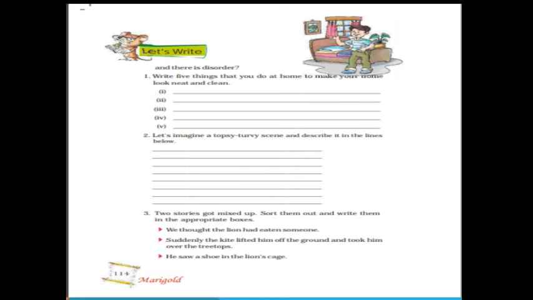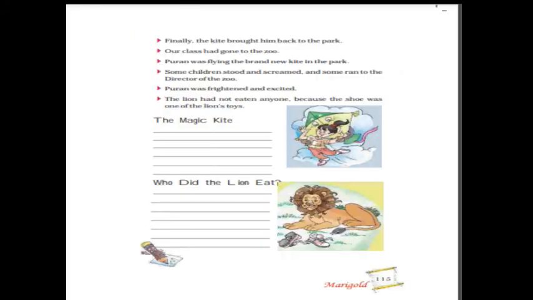Two stories got mixed up. Sort them out and write them in the appropriate boxes. We thought the lion had eaten someone. Suddenly the kite lifted him off the ground and took him over the treetops. He saw a shoe in the lion's cage. Finally the kite brought him back to the park. Children, there are 2 stories. One is The Magic Kite and the other is Who Did the Lion Eat. Now almost 10 points are there. The sentences that belong to the magic kite, you have to write down here in the textbook only, children. And the sentences that belong to who did the lion eat, you have to write down in the textbook again in the given space.